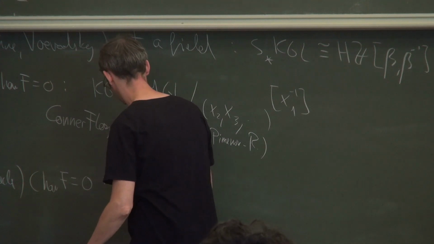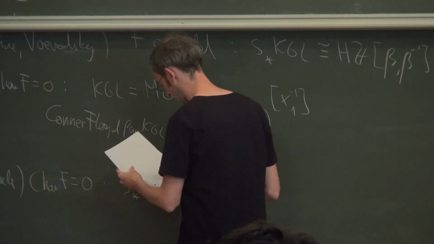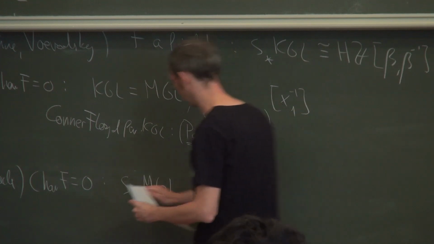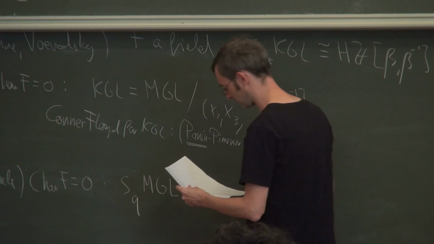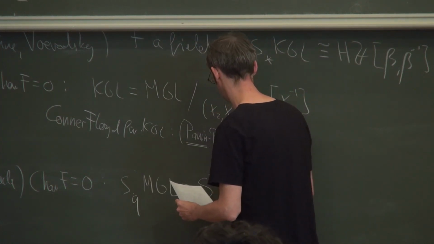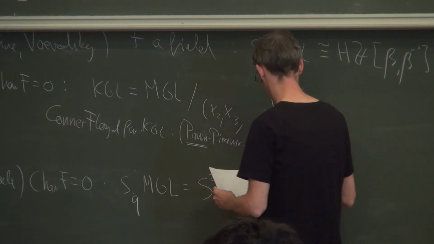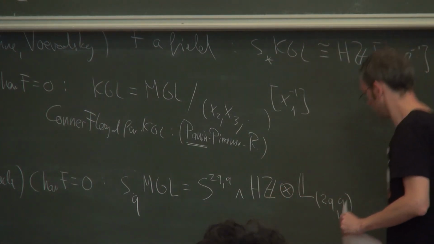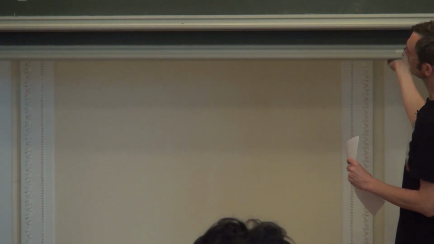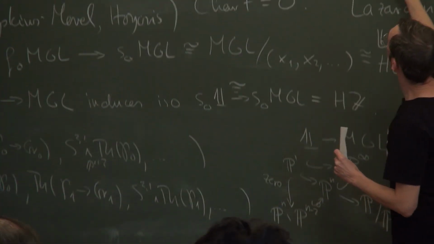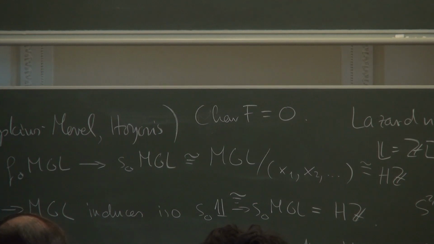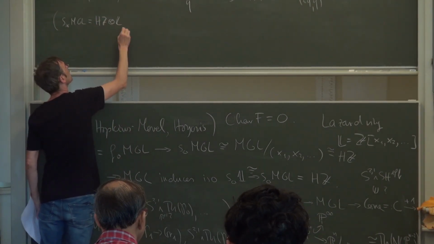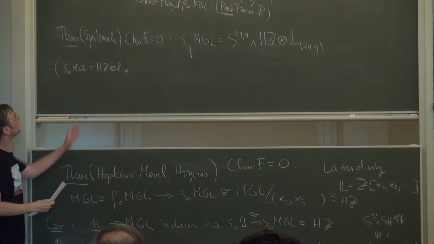Maybe I'll try it like this. So the graded slice is, no, I can't, not now. So the q-th part is the 2q suspension of motivic homology tensored with the Lazard ring contribution in degree 2q. So morally, the statement is that the graded slice of MGL is HZ tensor the Lazard ring as a graded object, and then you have to suspend appropriately.